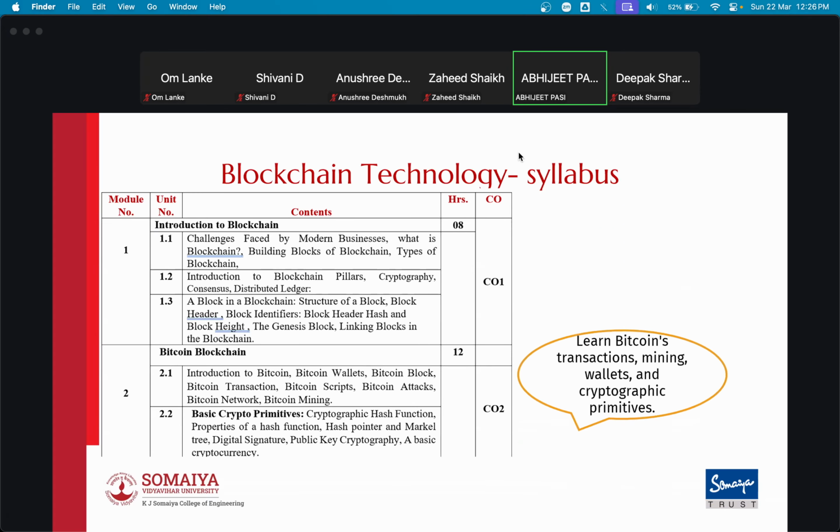Chapter number 2 talks about the Bitcoin network. Basically there are different types of blockchain networks. Bitcoin is there, Ethereum is there. Primarily we'll go with the first blockchain network, that is Bitcoin, which was given by a pseudo-anonymous person. Then we'll learn about transactions, how the transactions are going around, how mining works, the different types of wallets, and cryptographic primitives. All those things we will be learning in module number 2.